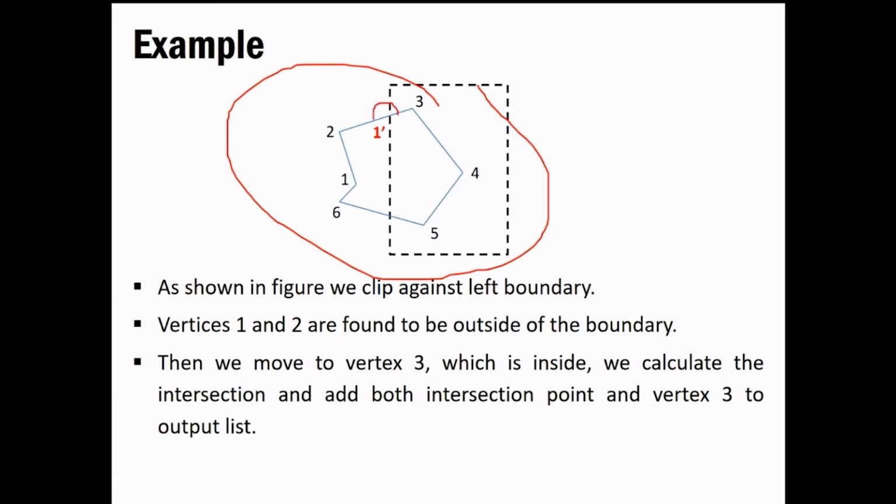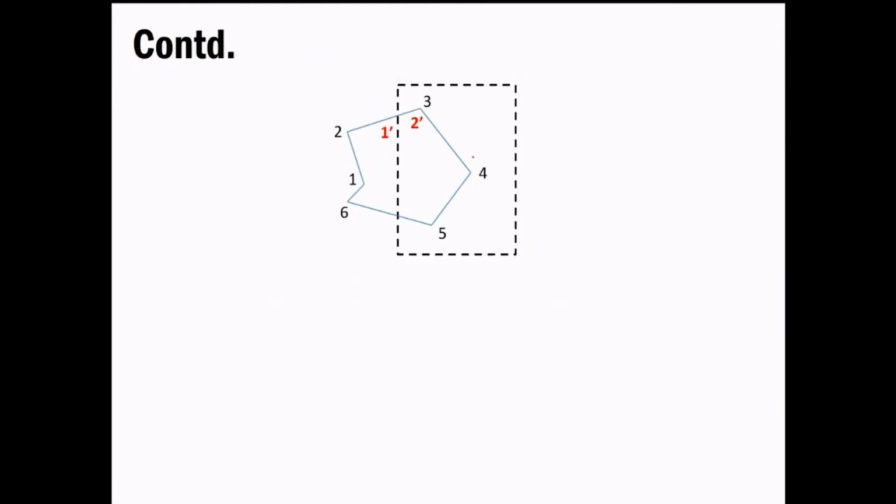As it is written over here, we have given it one name, that is 1 dash. 1 dash is nothing but our intersection point. Similarly, the next point that we will add is 2 dash, that is the second vertex that we have, and we will add it to our output list. We have to follow this similarly. If both the points are inside, then we just add the second vertex.